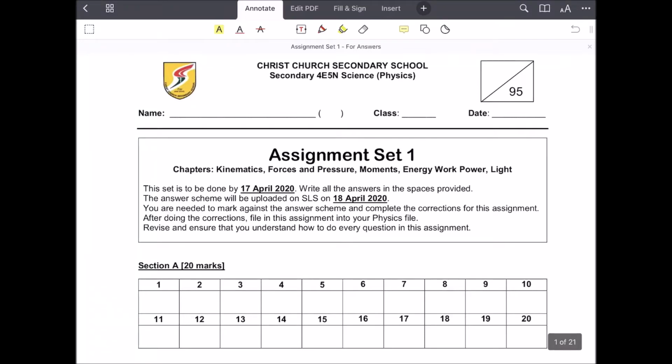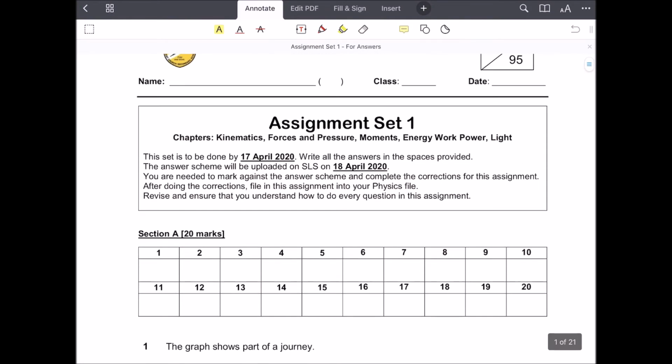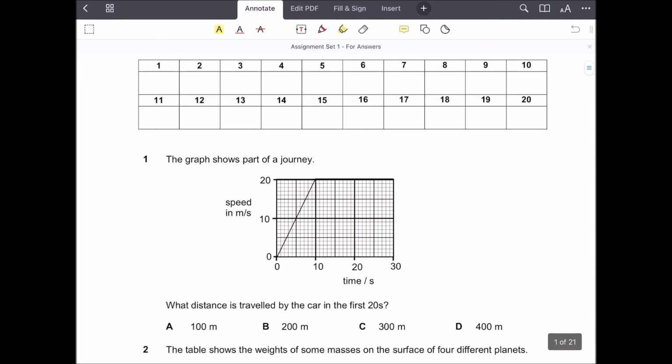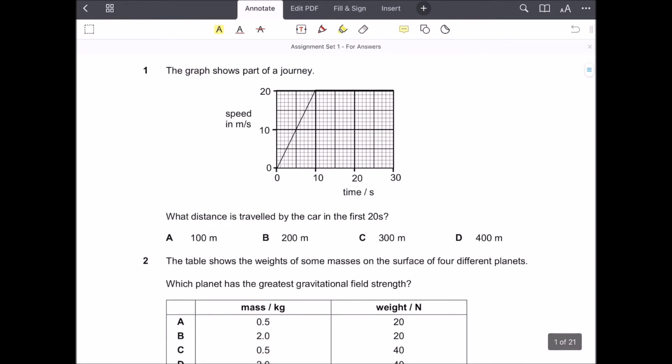Okay, for this first video, we will be covering the answers for section A for assignment set 1. So let's take a look at the first question. In the first question, they give you a speed-time graph. So let's recap a bit about speed-time graph. You would notice that there would be area and gradient.